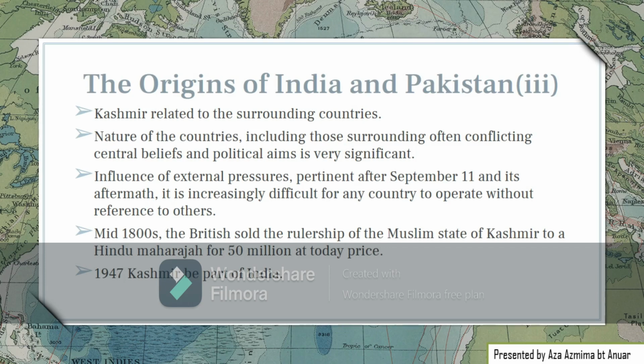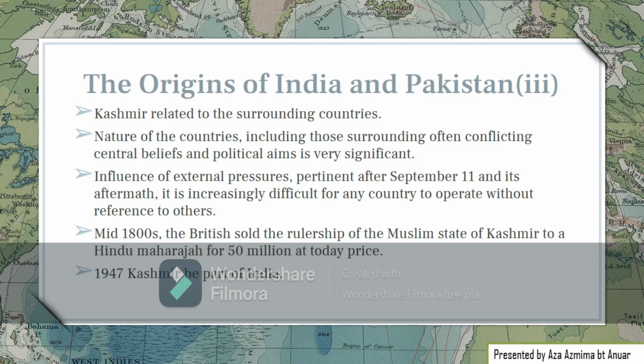In mid-18, the British sold the rulership of the Muslim state of Kashmir to a Hindu Maharaja for 50 million at today's price. In 1947, Kashmir was to be part of India. The Maharaja could join India or Pakistan, but he chose India in return for military help. In 1948, after a ceasefire, Pakistan held on to the one third it had conquered.